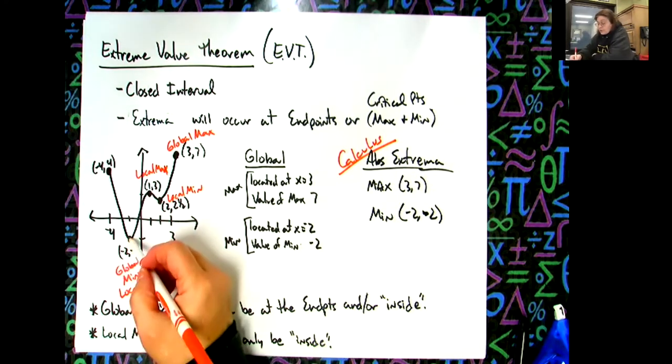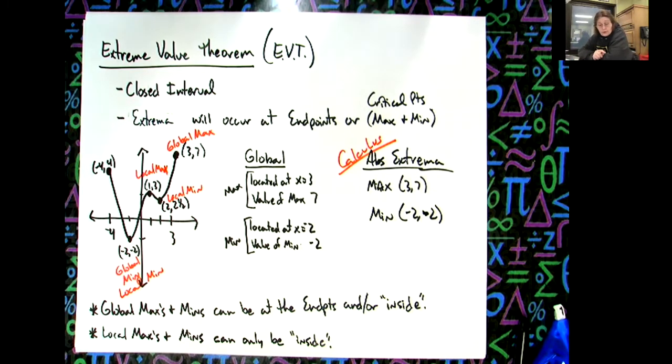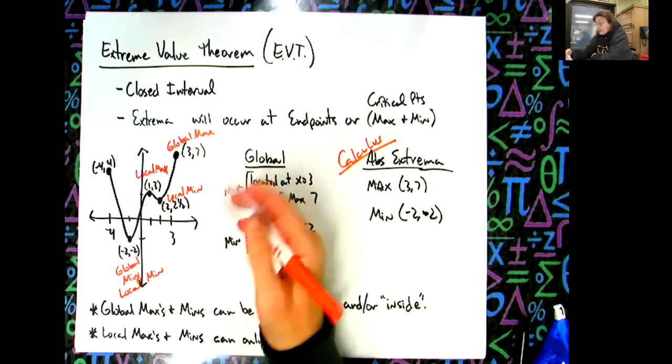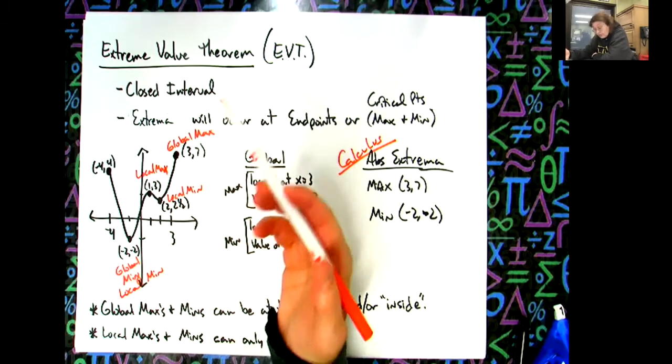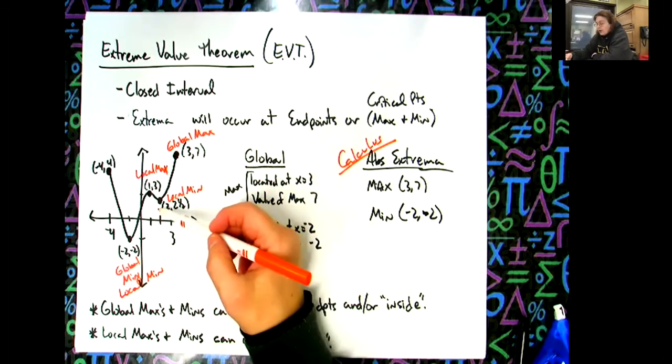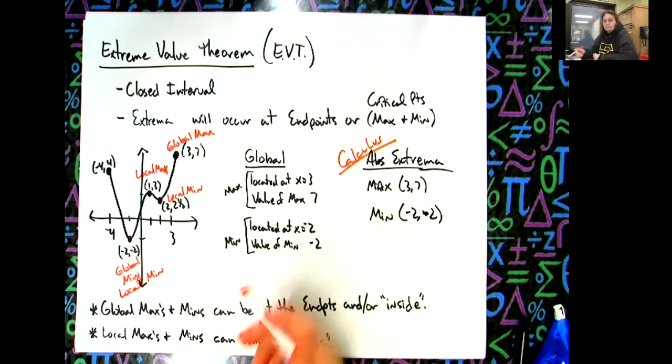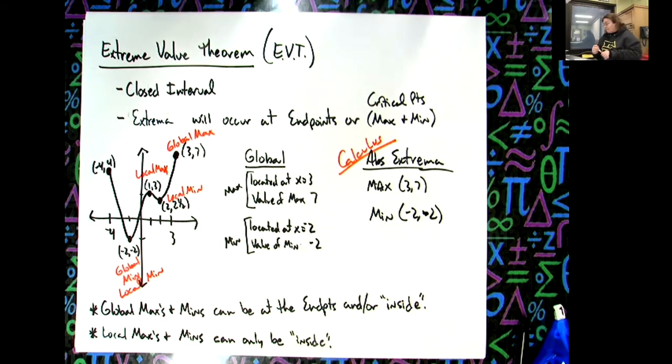So this one gets 2 names. It's a global min, but it's also a local min because it's on the inside. This one is a local max because it's on the inside. All right, this is the global max because it happened to be on an endpoint and is literally the highest point in the overall graph. This is a local min because it's on the inside. I'll let you ponder that for a minute.